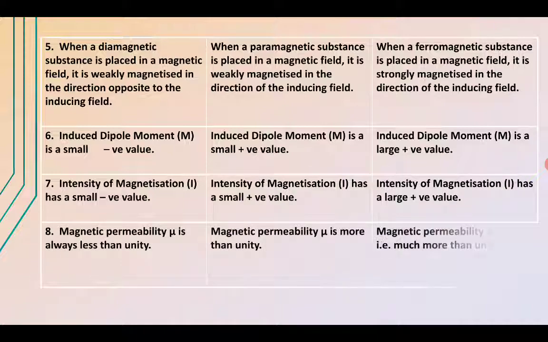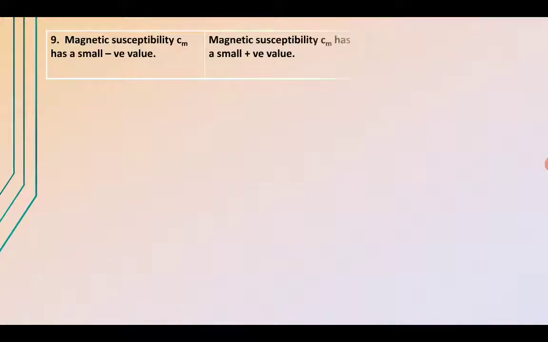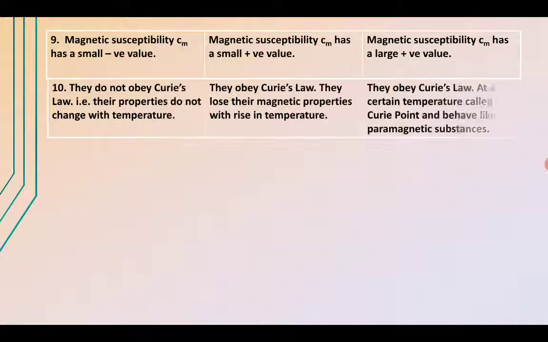And magnetic susceptibility is always less than unity for diamagnetic, and it is more than unity for the para and ferromagnetic substances. Magnetic susceptibility is negative for the diamagnetic, and it is positive for the para and ferromagnetic substance. And these diamagnetic substances do not obey the Curie law, whereas the para and ferromagnetic substance obey the Curie law.